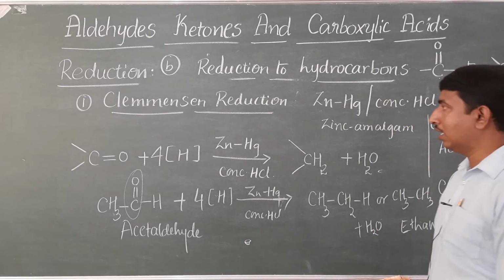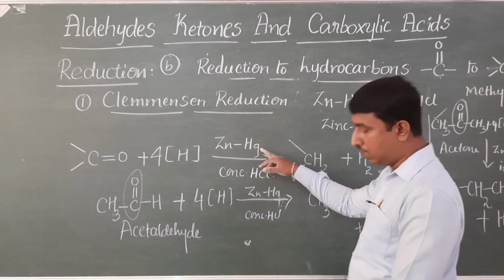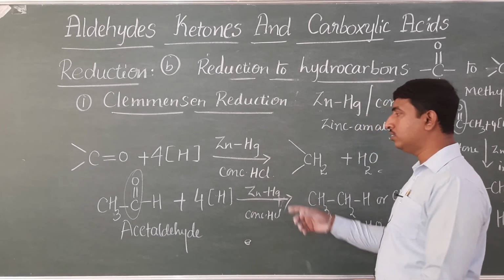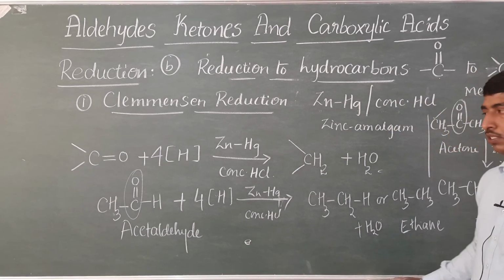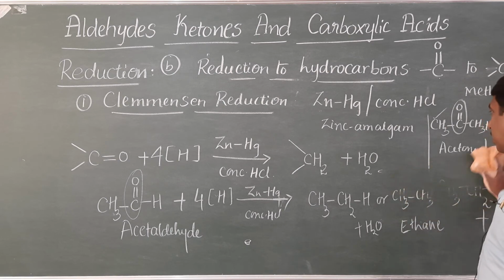So, this is Clemmensen's reduction, important for the exam. Clemmensen's reduction means when aldehydes or ketones are reduced by using zinc amalgam in concentrated HCl, hydrocarbons are formed. This reaction is called Clemmensen's reduction.